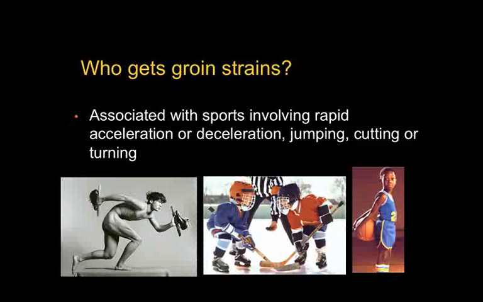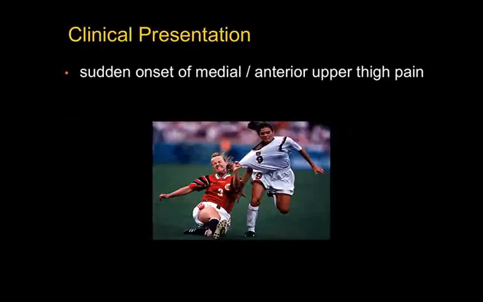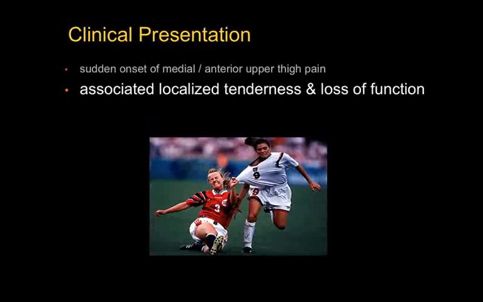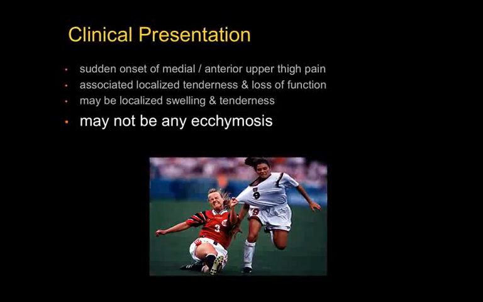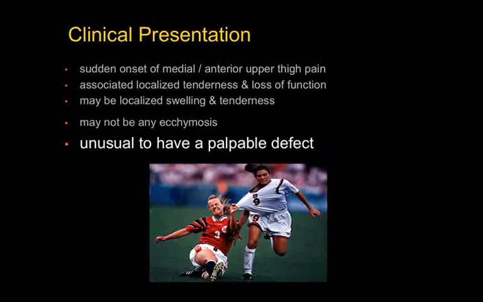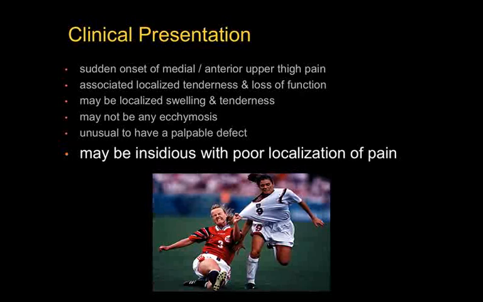So who gets groin strains? Well, they're associated with sports involving rapid acceleration or deceleration, cutting, jumping, or turning. The clinical presentation of somebody with a groin strain is a sudden onset of medial and/or anterior upper thigh pain, associated with localized tenderness and loss of function, maybe localized swelling and tenderness. There may not be any ecchymosis or bruising, and it's unusual to have a palpable defect. There may be insidious onset with poor localization of pain.